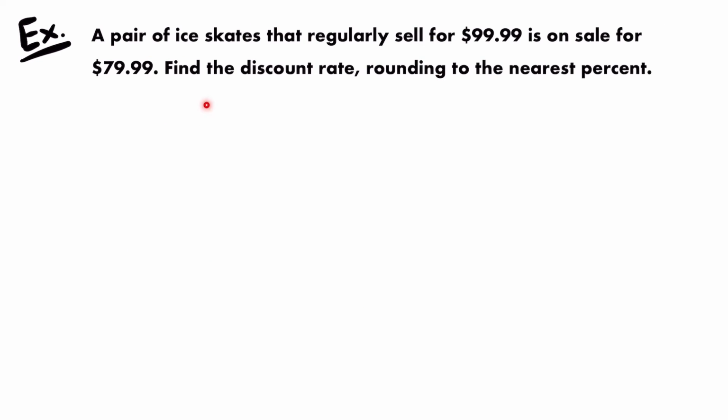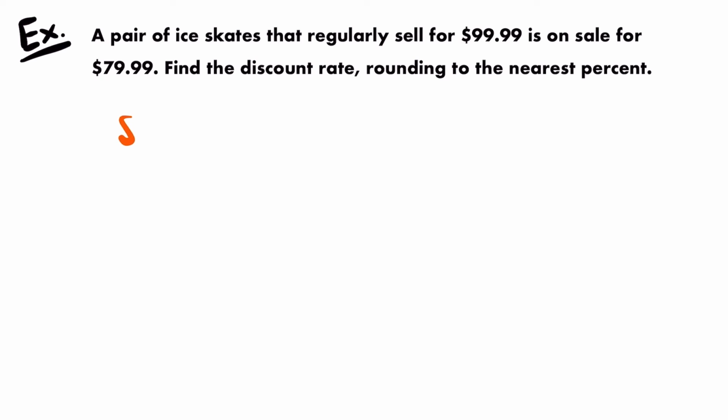All right, so here's our last example. We have a pair of ice skates that regularly sell for $99.99 is on sale for $79.99. Find the discount rate, rounding to the nearest percent. Okay, so once again, let's write down the equation that we're going to use to solve this problem.